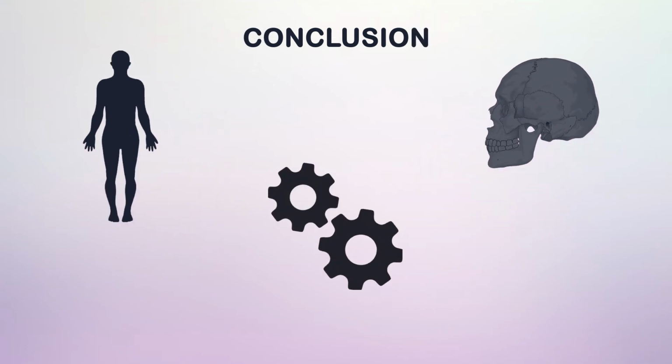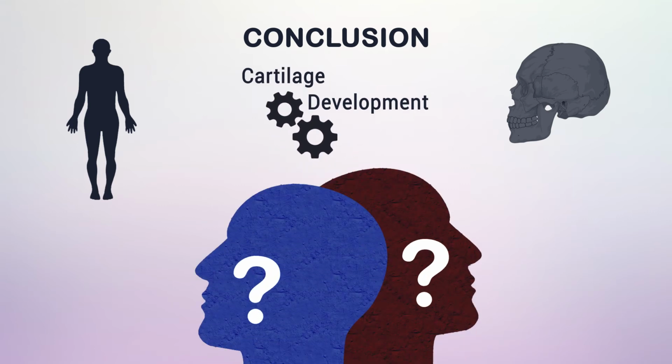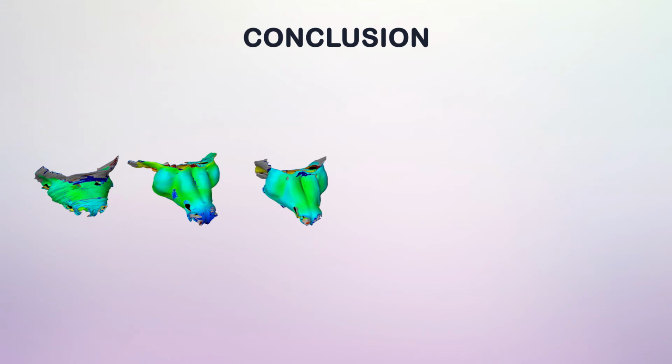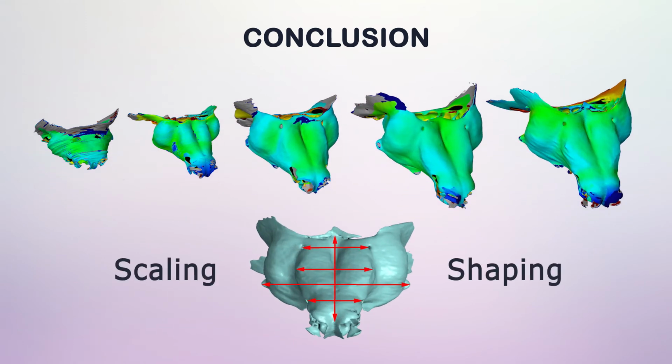Also, the further understanding of cartilage development may explain how humans attain individual facial features that we use to communicate our identity. Taken together, we reveal a novel set of principles contributing to the accurate scaling and shaping of cartilage tissue during growth.